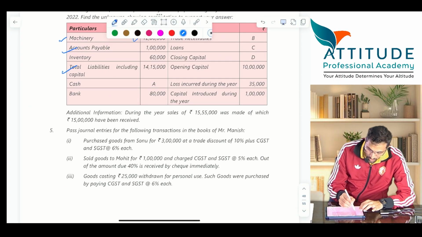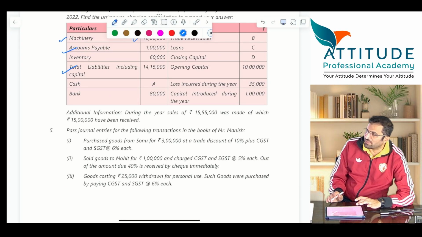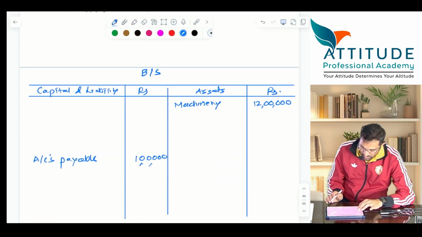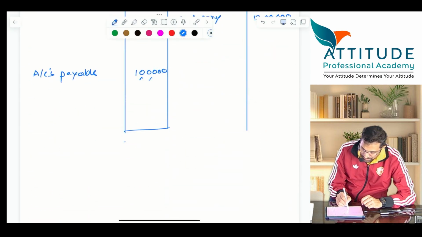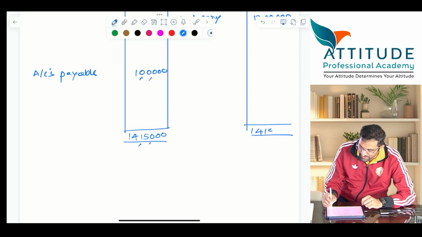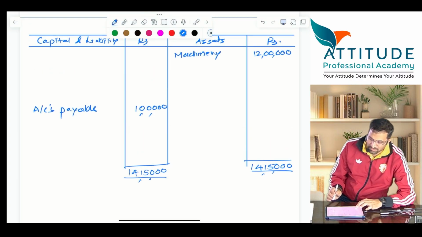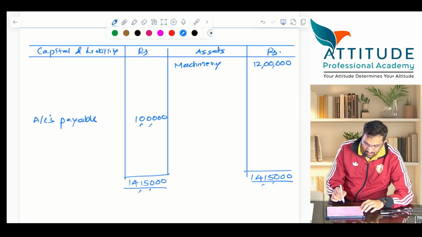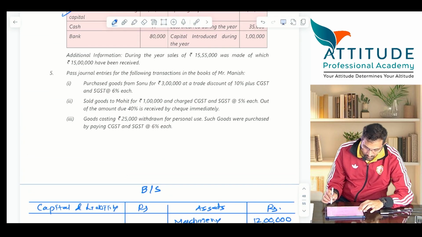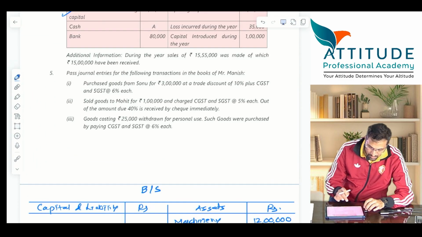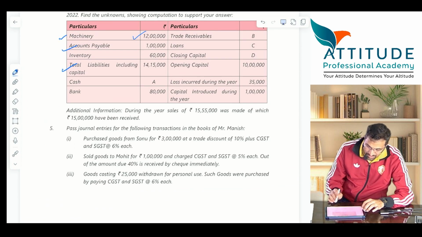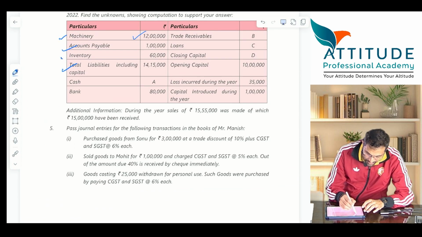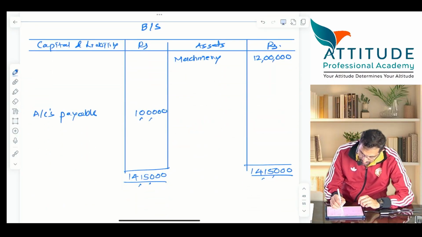Third, total liabilities including capital means total of the balance sheet. So the total of the balance sheet, write the total here. How much is it? 14 lakh 15,000, right? Asset side should also be 14 lakh 15,000. Third item is done. All of you there with me? Fourth item, tell me. Yes, cash. Did I skip inventory? Sorry. Inventory 60,000. Stock.